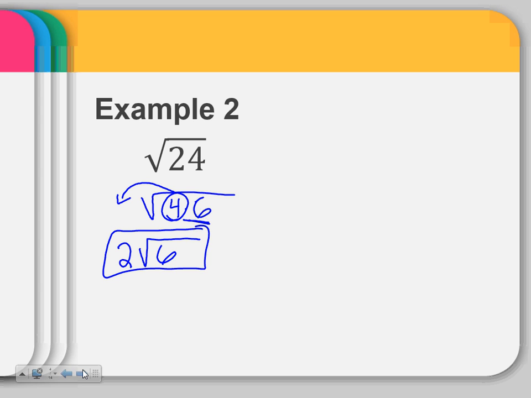Okay, what's a good way to check yourself? Put in the square root of 24 in your calculator, get a decimal, put in 2 times the square root of 6 into your calculator, get a decimal, and make sure that they are the same. Okay? That is a good way to check.